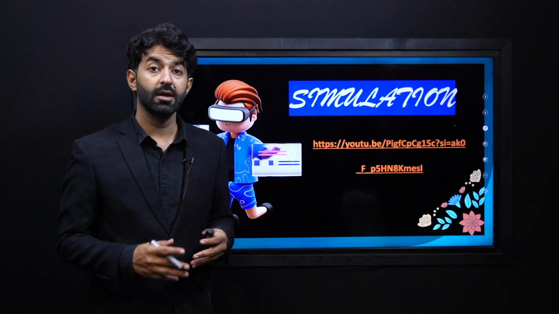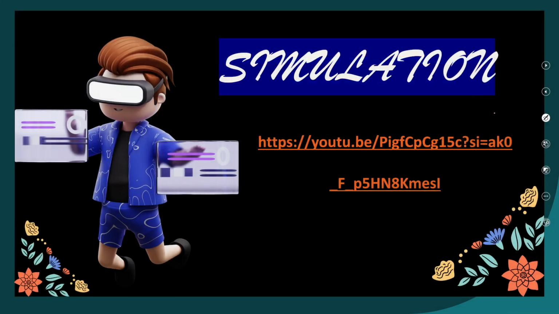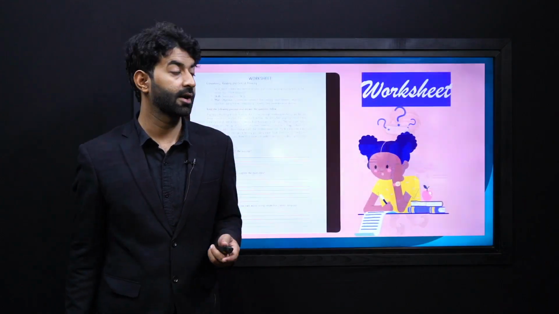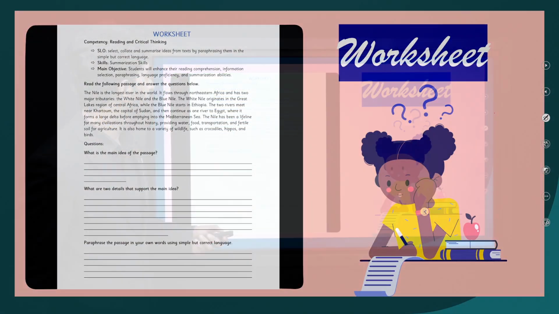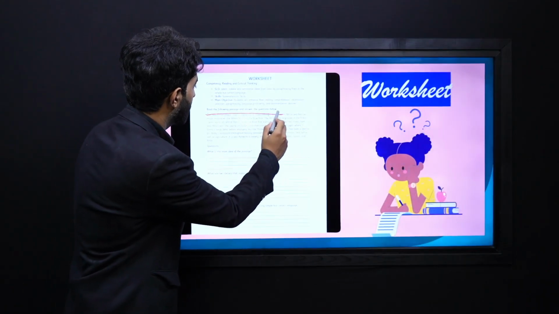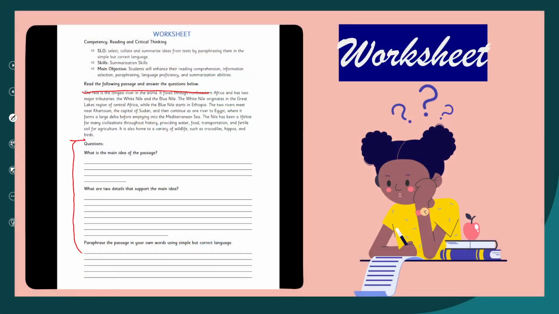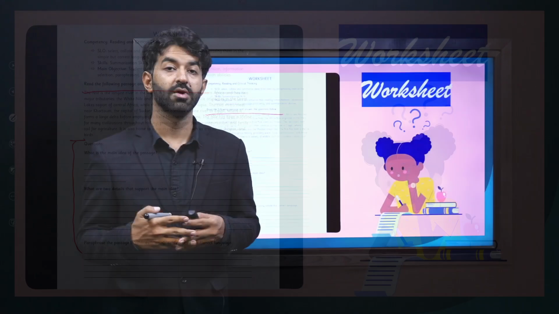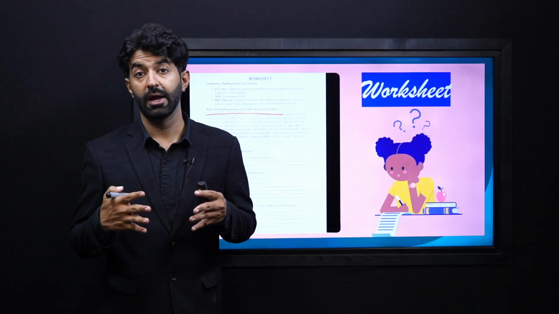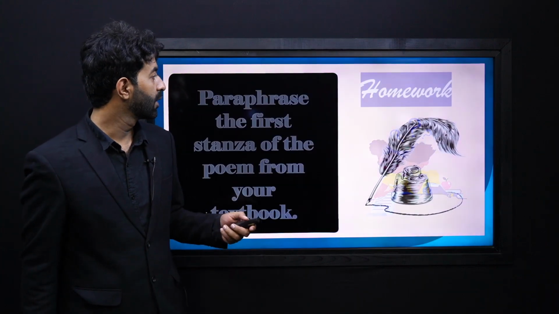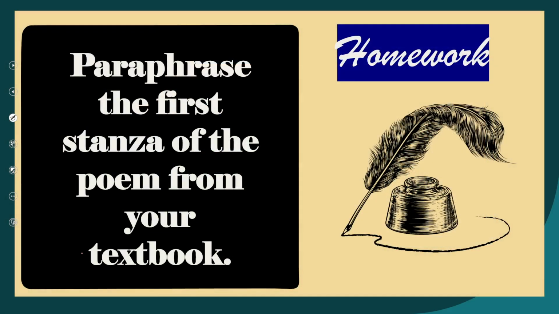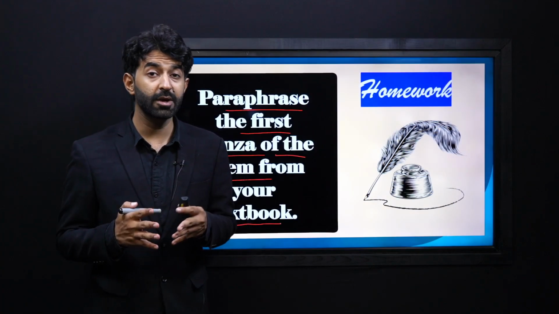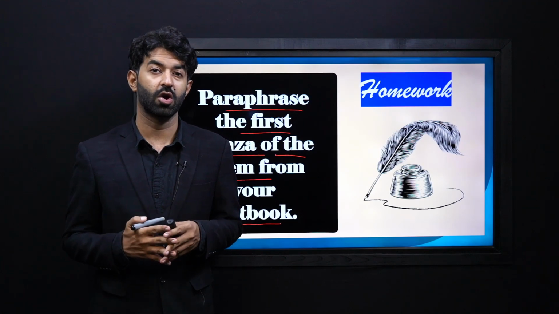Now, you will play this simulation link to understand more about paraphrasing and summarizing. This is your worksheet where you have to read the passage and answer these questions, collate the ideas, put them together and use your own words. Now, for homework, you have to paraphrase the first stanza of the poem from your textbook. And keep in mind all these 4 different steps we talked about when we are paraphrasing.